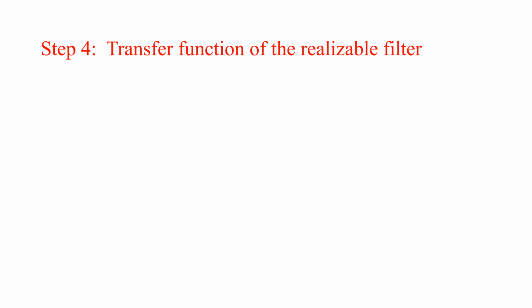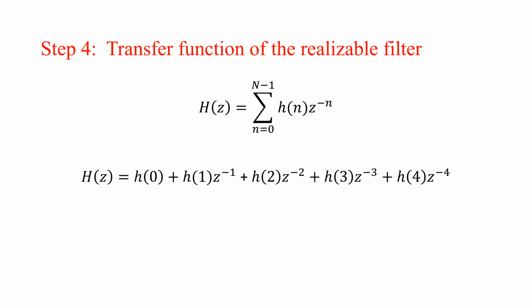Next step is we can find the transfer function of the realizable filter. This is the equation. Here we can expand the small n from n is equal to 0 to capital N minus 1, that is 4. Already we have the values h of 0, h of 1 and so on. We can substitute those values and we can get h of z.